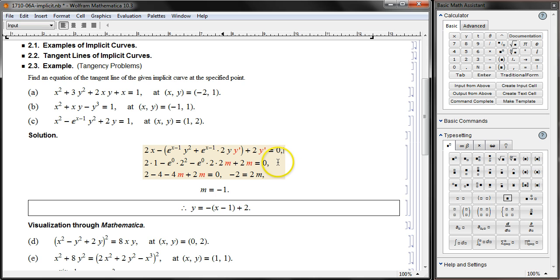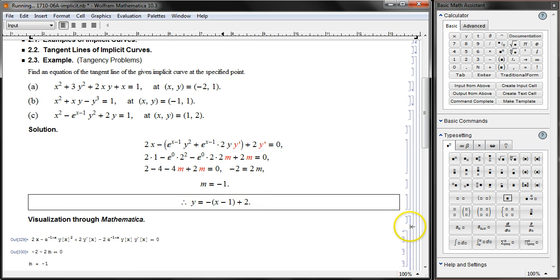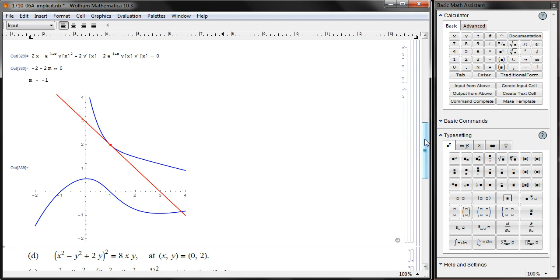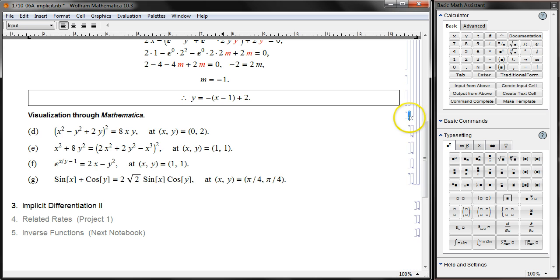x is 1, y is 2, and then y prime is m. And x minus 1 is 0, so we have e to the 0 power, which becomes 1. So we get something simple, and in the end we get m equals negative 1. Consequently, the slope point equation yields this. How about the visualization? Good. All right.